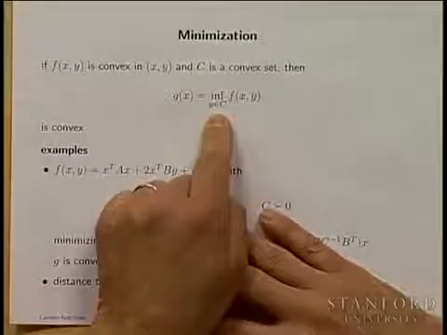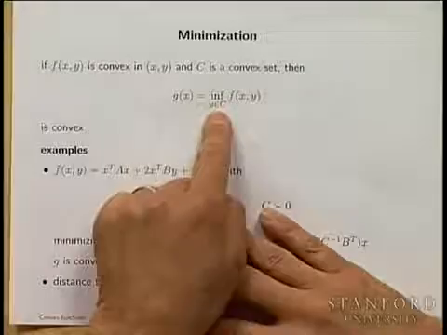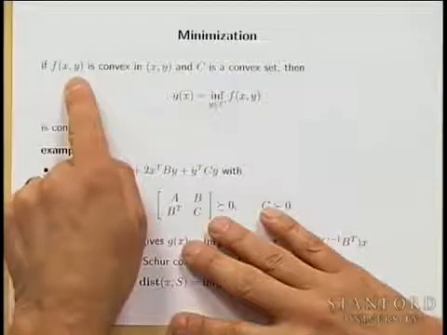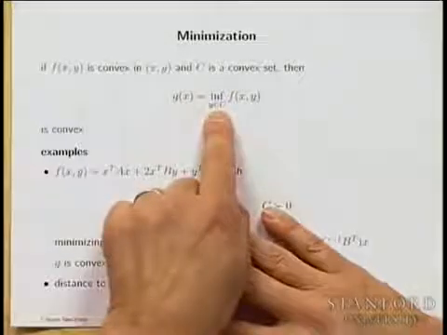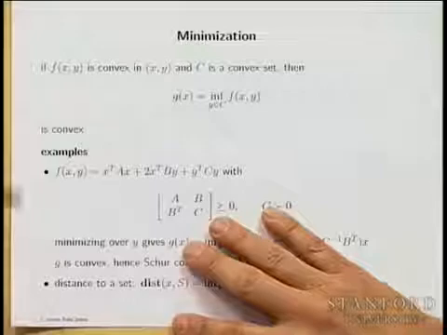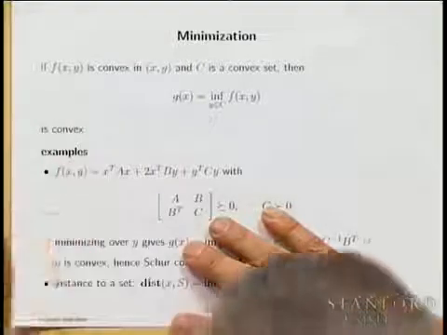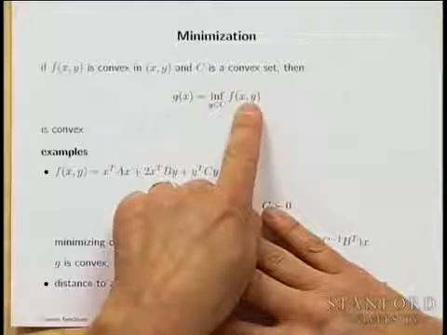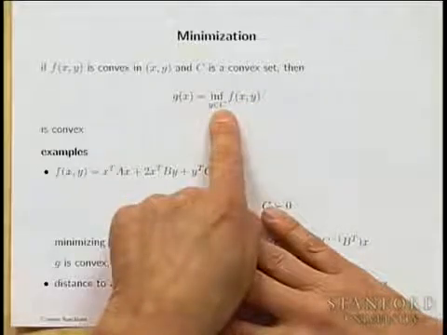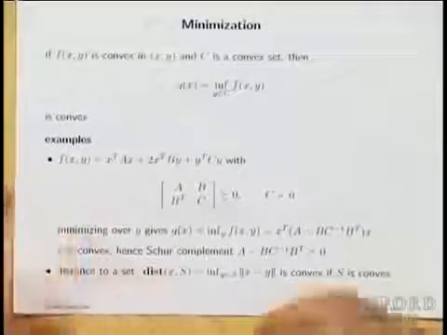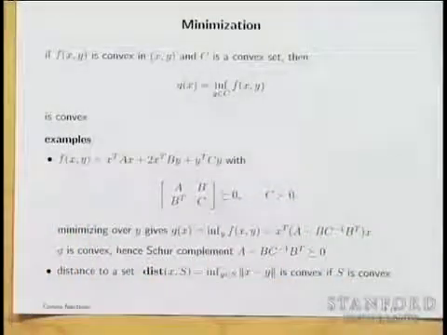Here's the condition. You can minimize, some people call this partial minimization, by the way, because full minimization would be to minimize f of x, y over x and y. You can minimize over a variable provided, and the result will be convex, provided, this is very important, f is jointly convex in x and y, and the set C over which you minimize is convex. Okay? And this is easy to show.